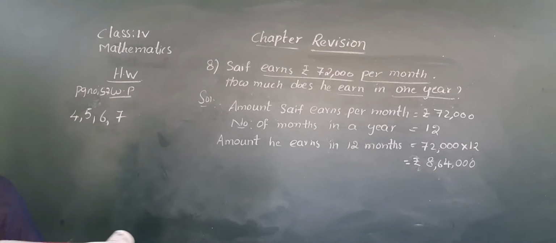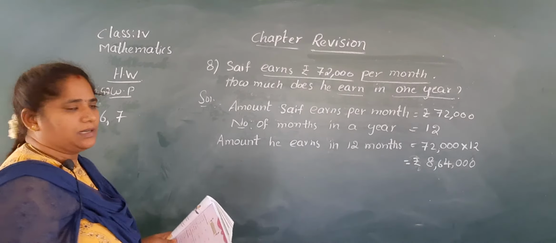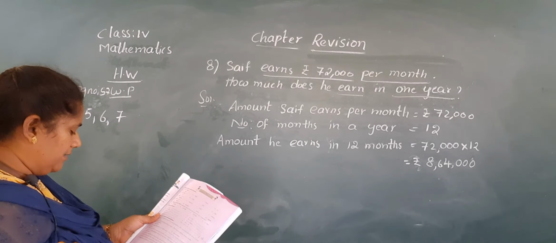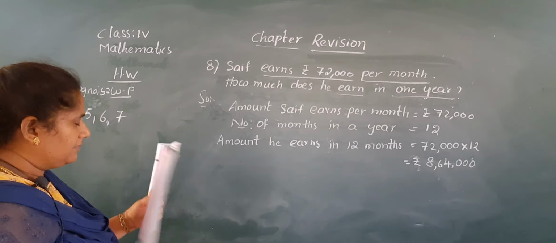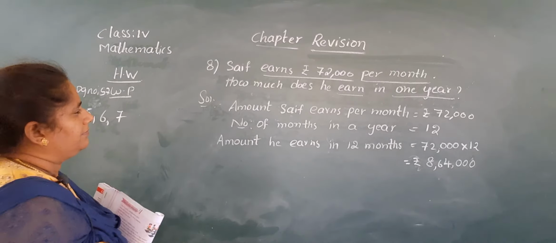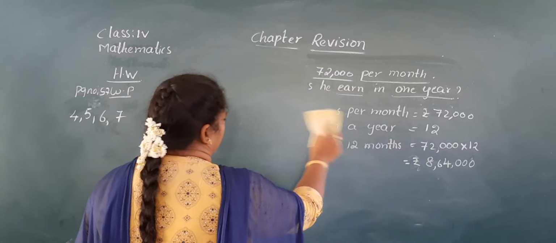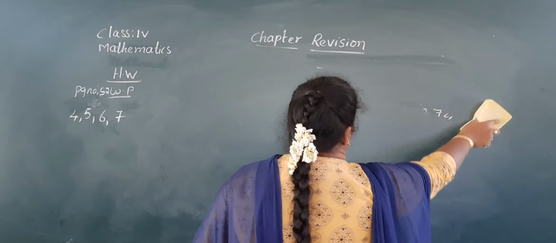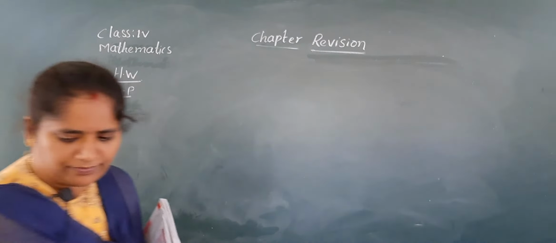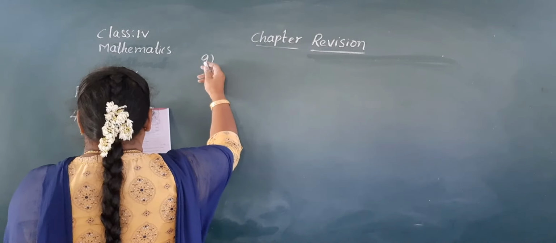And next, the last problem. Note it down in your classwork. Last one. Same model, but first we have to calculate the number of months in 4 years in this problem. Okay, let me explain. First write the question.